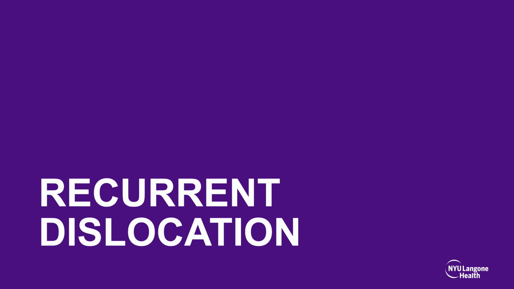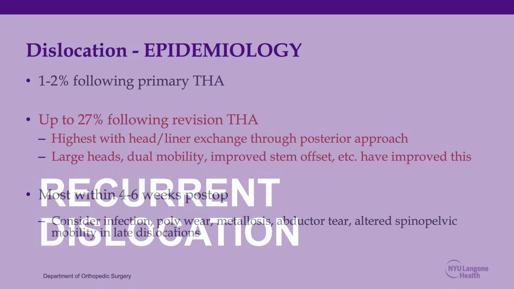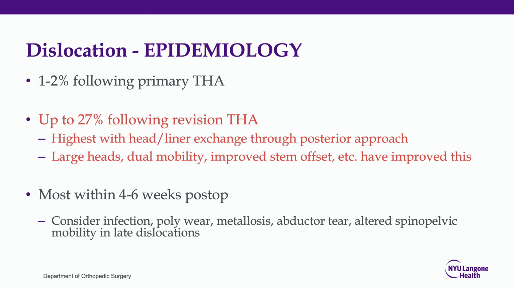So moving on from fracture to dislocation, recurrent dislocation is certainly one of the most common causes of revision in the modern era. Incidence is between 1% and 2% following primary total hip arthroplasty in most studies, although it can be substantially higher, 5 or 6% in some studies. It's been reported to be up to 27% following revision total hip arthroplasty, although these high numbers typically come from head and liner exchanges from the posterior approach. The combination of large heads, dual mobility, and improved revision stem offsets, etc., have improved this number, but it's still certainly much higher in revisions than in primaries.